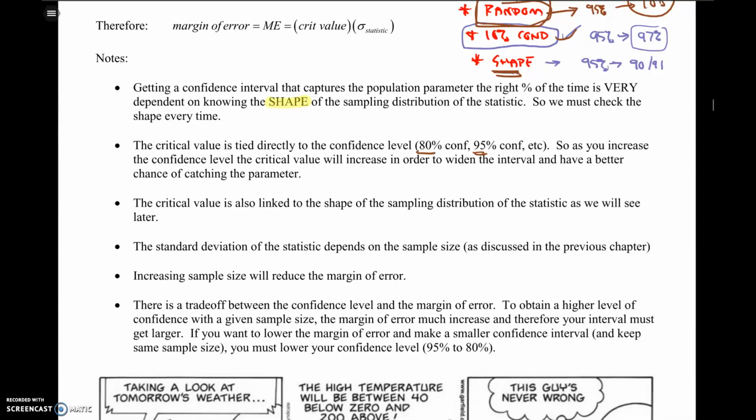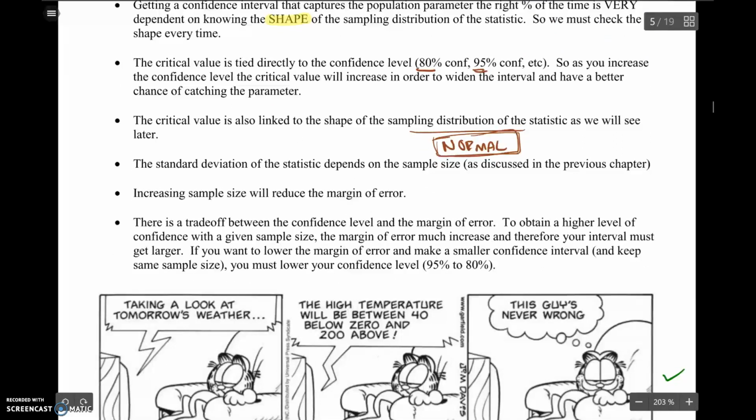The critical value is also linked to the shape of the sampling distribution, as we will see later. So our sampling distributions so far have always been normal. And to be honest, they kind of will stay normal most of the time, but we are going to have some different distributions that we're going to learn a little later, so stay tuned.